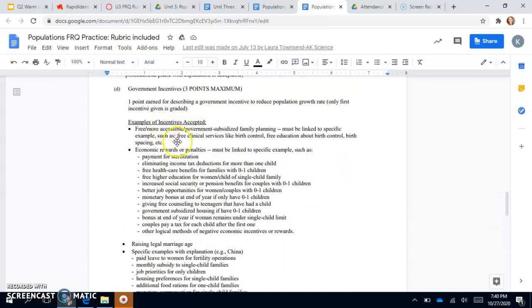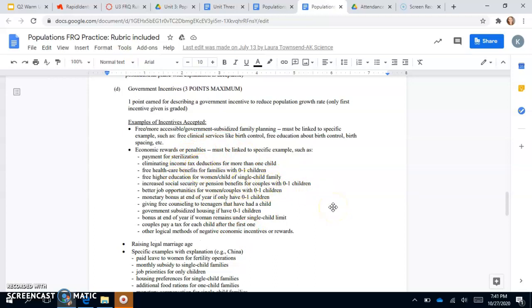So examples of incentives would be free or more accessible government subsidized family planning. So things like Planned Parenthood would be an example of a real world example of an incentive. Economic rewards or penalties. So these have to be linked to specific examples. So payment for sterilization, eliminating income tax deductions, free healthcare benefits, free higher education for women or child. And again, you only have to have one of these. So any of these are possibilities.